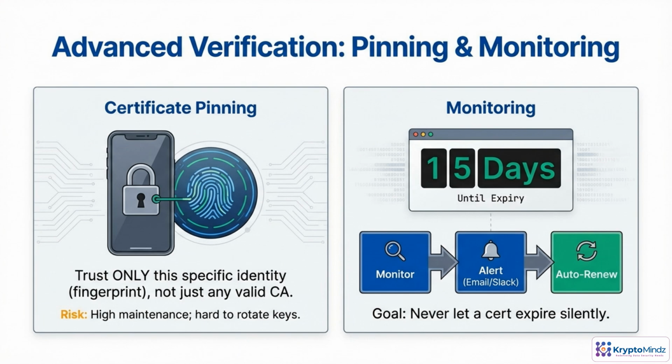Monitoring tackles a different problem: operational failures. Every certificate has an expiry date, and outages from forgotten renewals are painfully common. Good PKI operations continuously scan certificates, track how many days are left, and trigger alerts well before expiry. In mature setups, renewals are automated end-to-end, so a cert never expires silently. Together, pinning defends against fake identities, and monitoring defends against downtime from your real identities. Both are essential if you're running high-value, internet-facing systems.